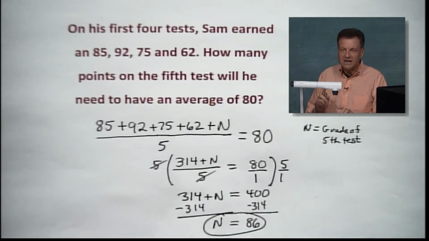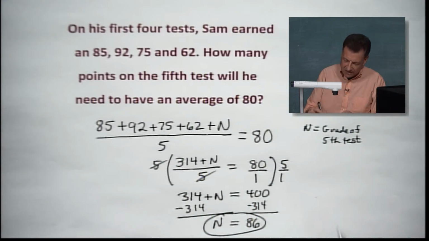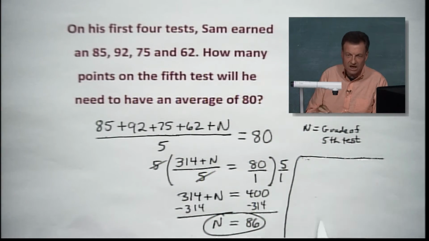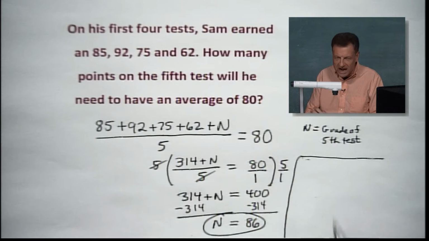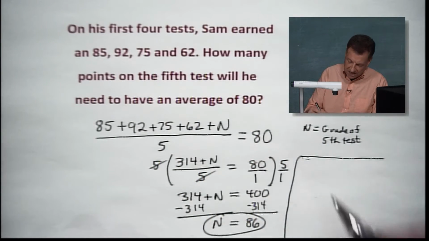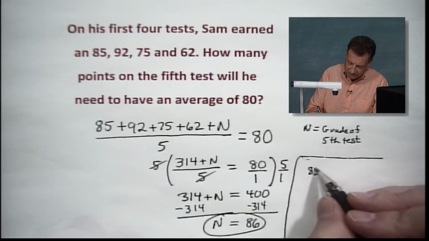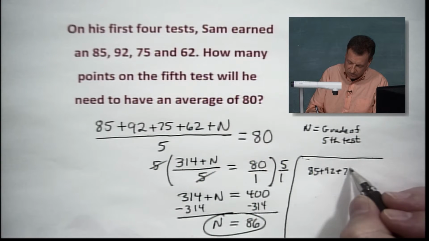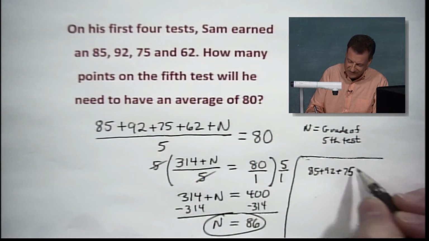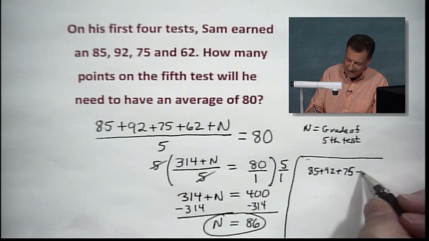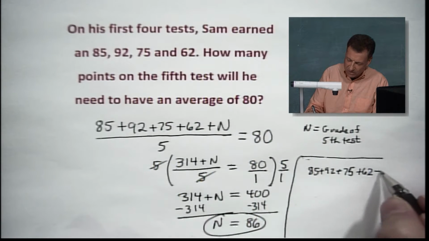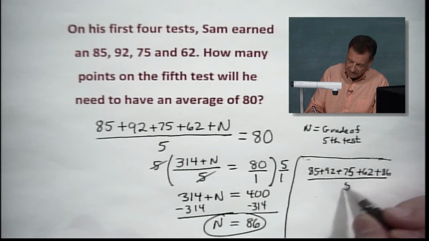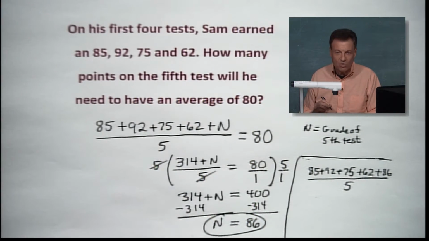That's what he needs. Now, we want to check. I don't like us just to say, well, yeah, we got the answer. There we are. No, let's check it. Let's do a little checking over in this little region here. I'm going to take our numbers: 85 plus 92 plus 75. I'll get that round number right. Plus 62, and now we're going to join 86 into the game plan, and we're going to see, if we divide all that by 5, what do we get?